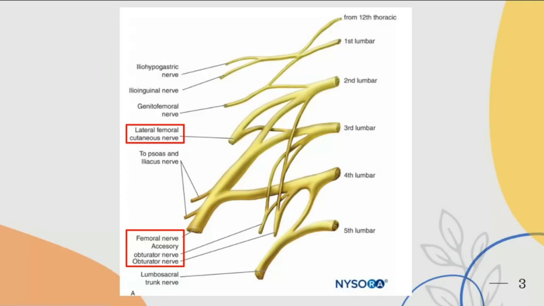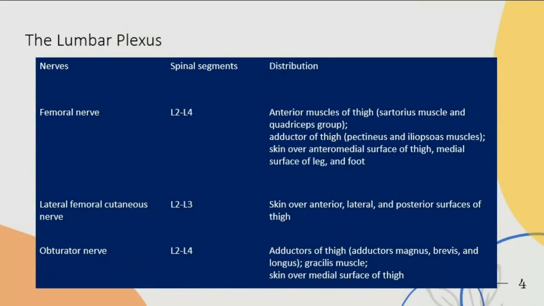So this is the lumbar plexus. We have contributions from T12 to L5, and we'll be focusing on LFCN, as you can see in the red box. Below that we've got the femoral nerve, the obturator nerve and the accessory obturator nerve. So this is just a table, more of a theory aspect.